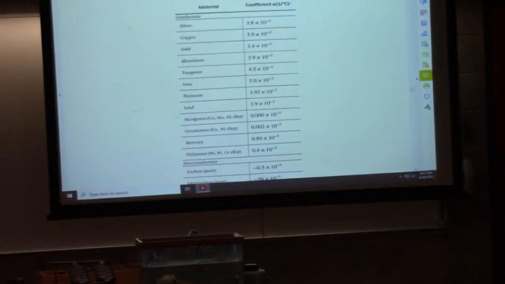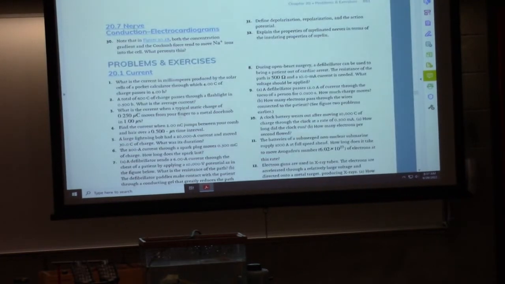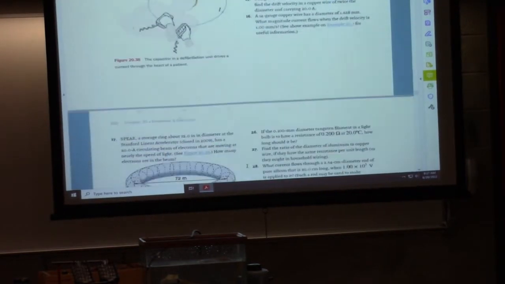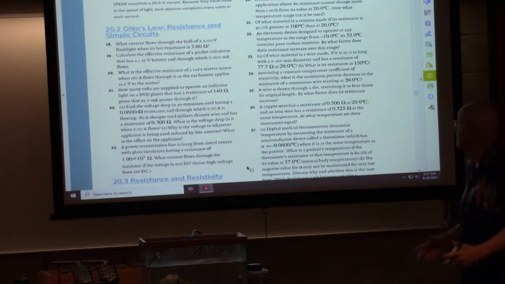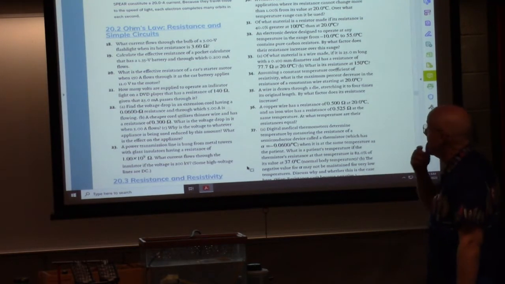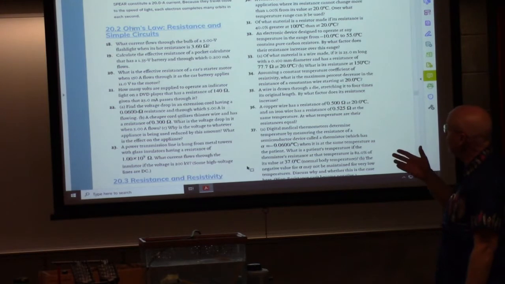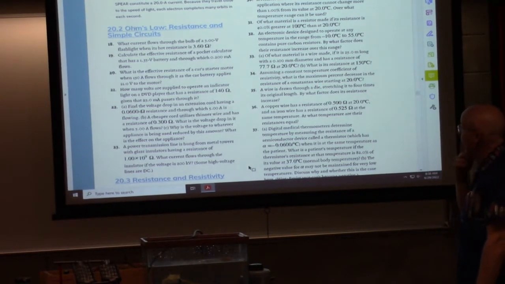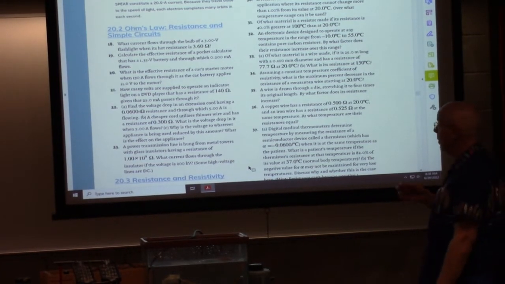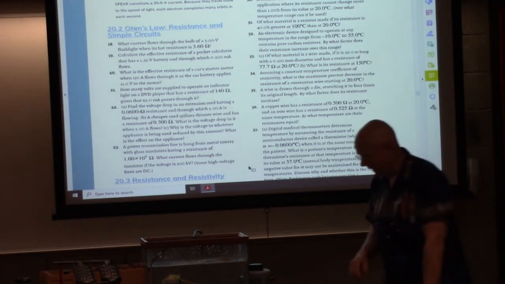And so if I come over here to the end of the chapter, 899, and scroll down to numbers 18 and 19, you'll see these are in the area that says Ohm's law. So 18 says, what current flows through a bulb that has 3 volts flashlight when it's hot and its resistance is 3.6? So they tell us it's already hot.